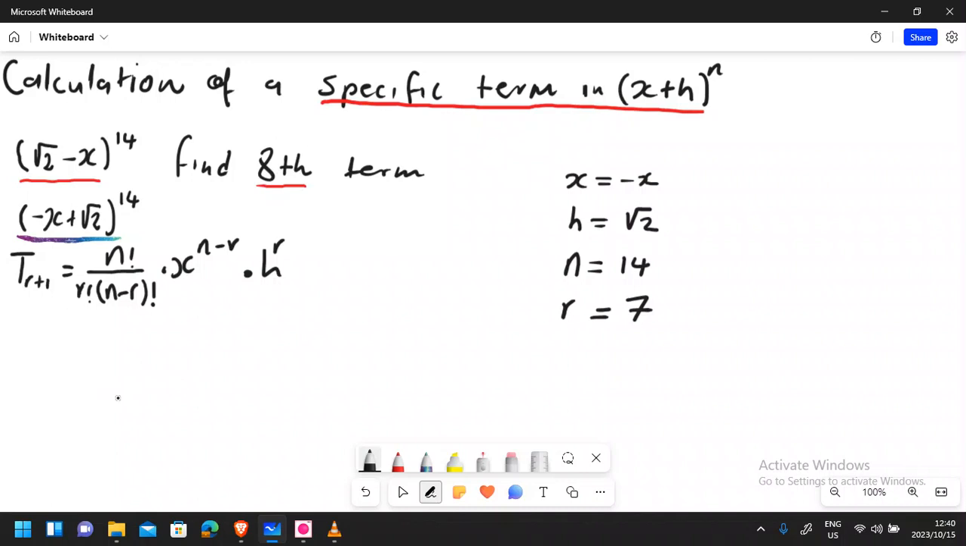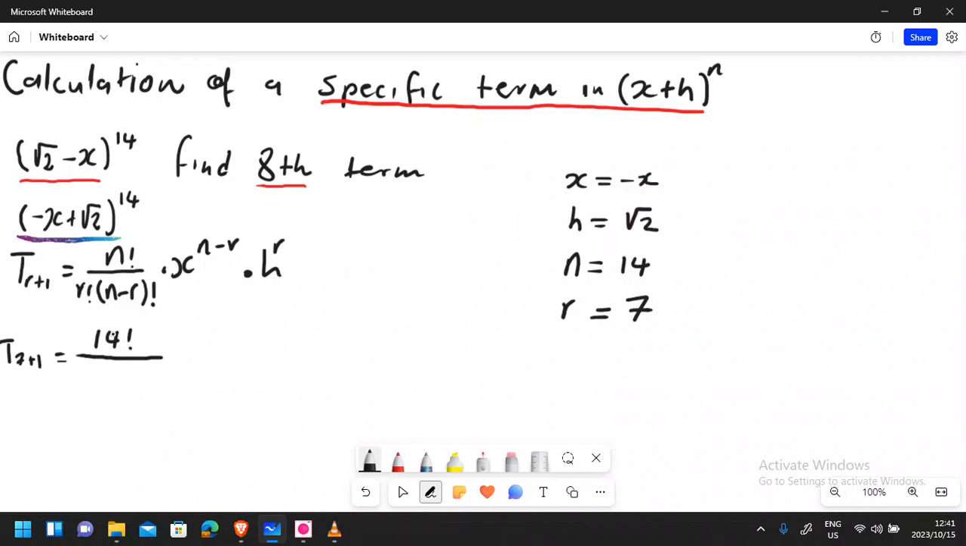So what else is missing here? No, there's nothing. Everything is there. The only thing we must do here is substitute. So let's do it. T is 7 plus 1. What is our n? n is 14 factorial.